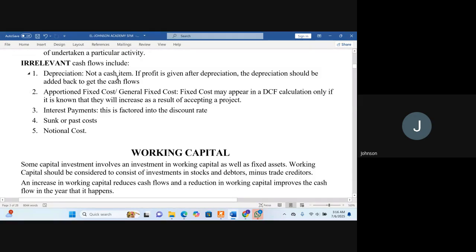So if they give you profit before interest and tax, and then they tell you that they have deducted depreciation from that profit, you need to add back depreciation, because depreciation is a non-cash item. You need to add it back so that you can get the true picture of the money that you have in your company. Then the next one is apportioned fixed cost.